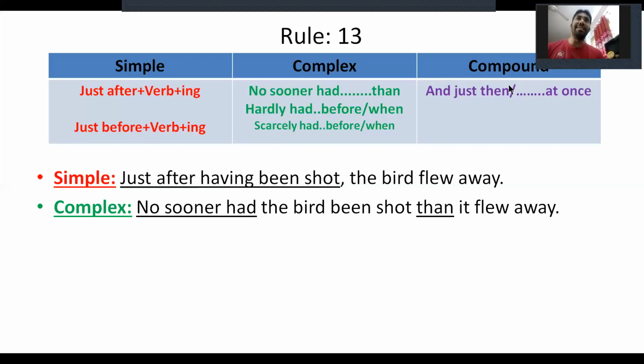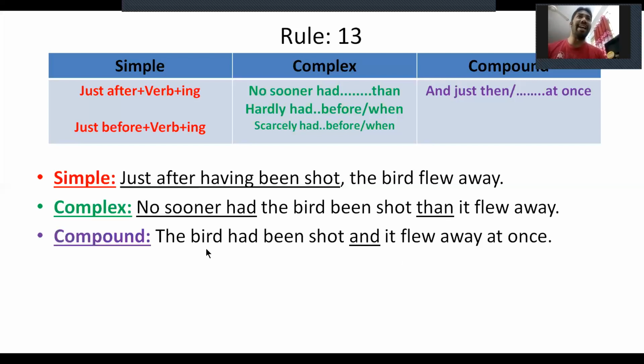To make the sentence compound one, we drop the no sooner had from the complex one and take the subject verb structure. So it's in past perfect tense. We take the bird and then the had here. The bird had been shot, and just then or and immediately it flew away. So the compound sentence reads like this. The bird had been shot and it flew away at once.